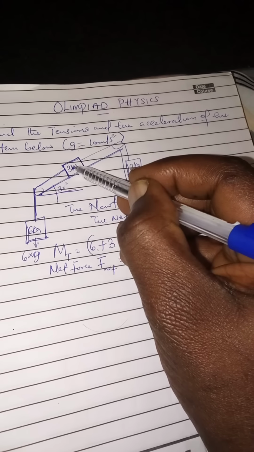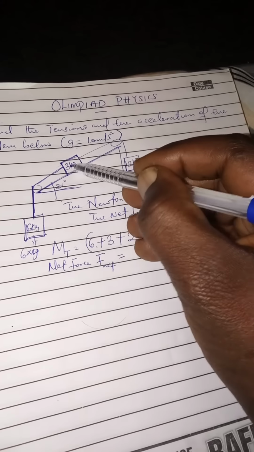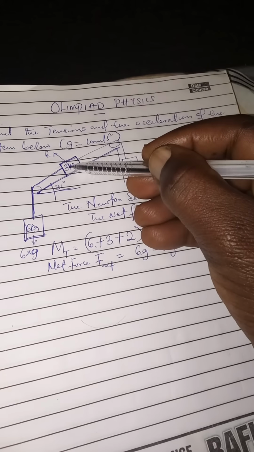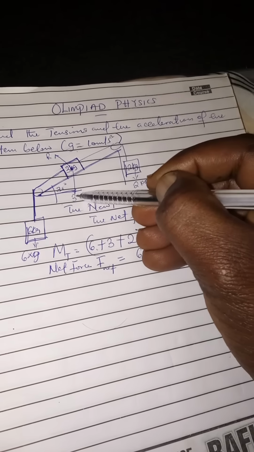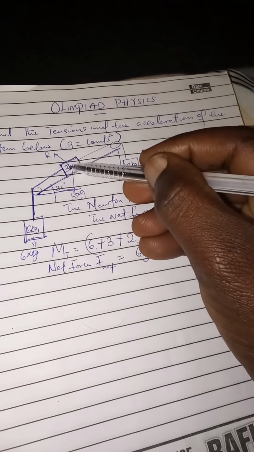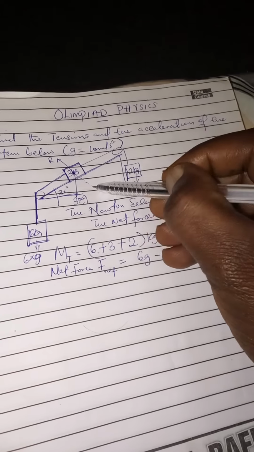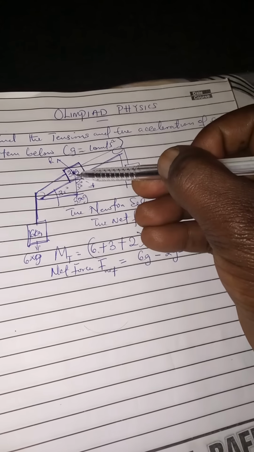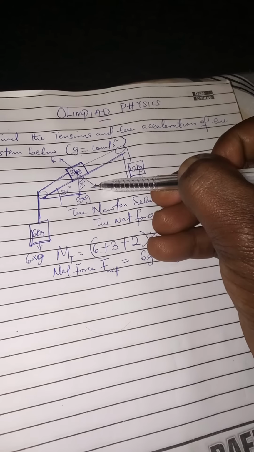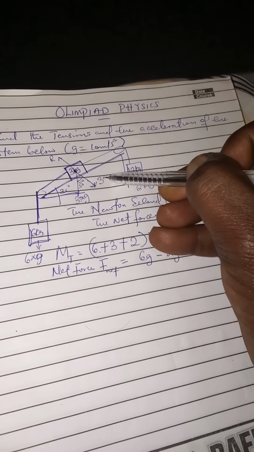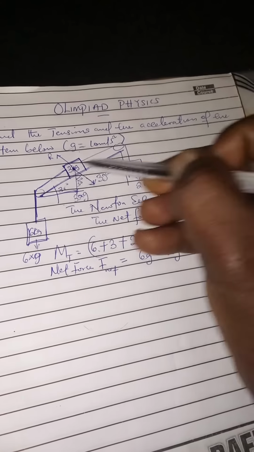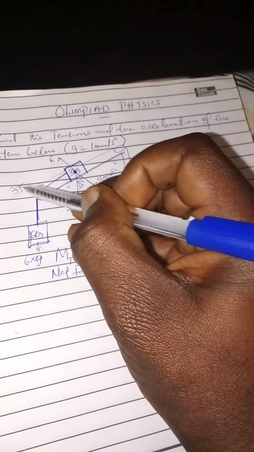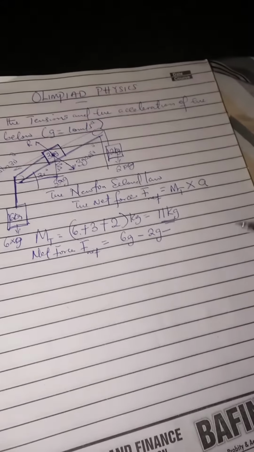Because there will be a reaction here, of course, and there will be 3g, 3 times g here. And here we'll have your 30 degrees alternate angles. To resolve this weight along this side, you have 3g cos 30. To resolve this weight along this side, you have 3g sine 30.